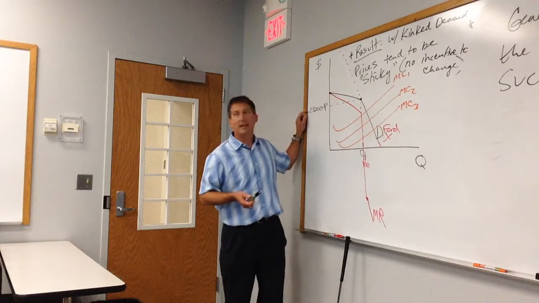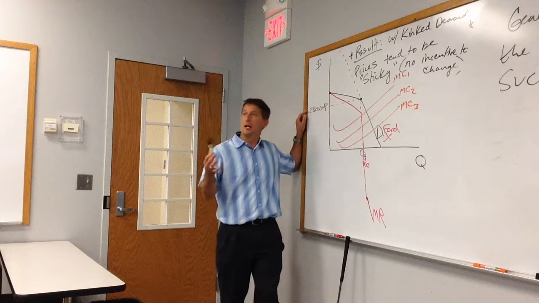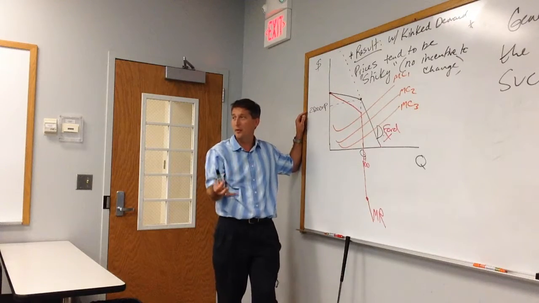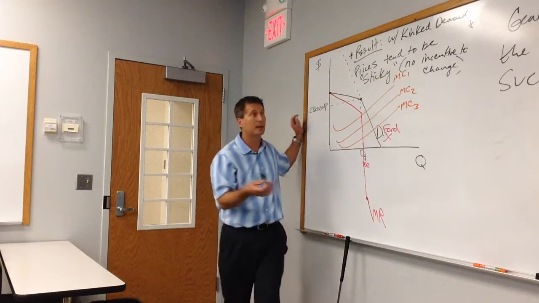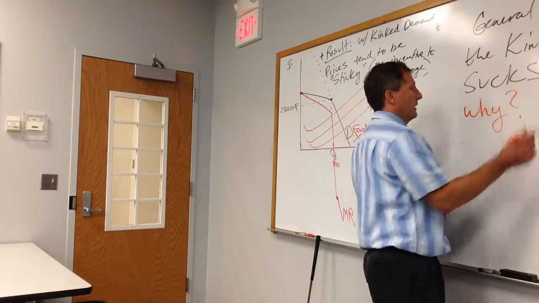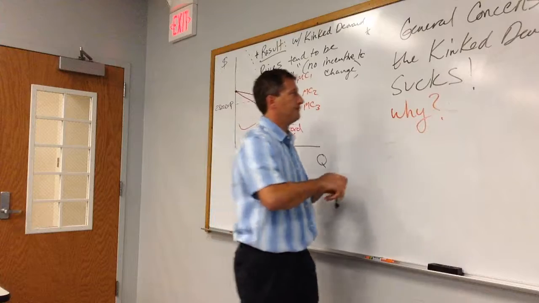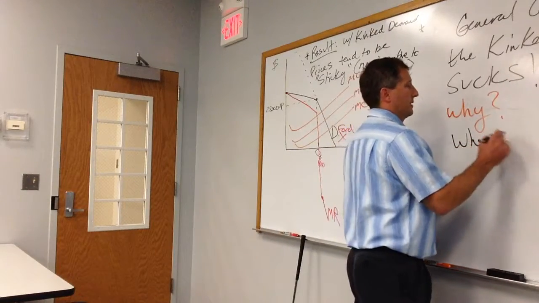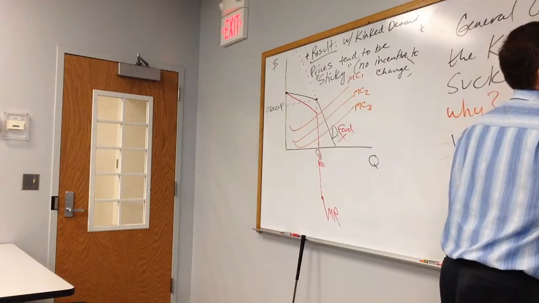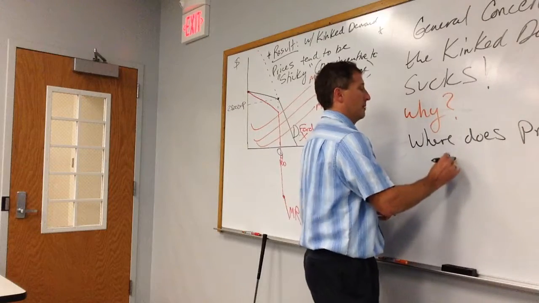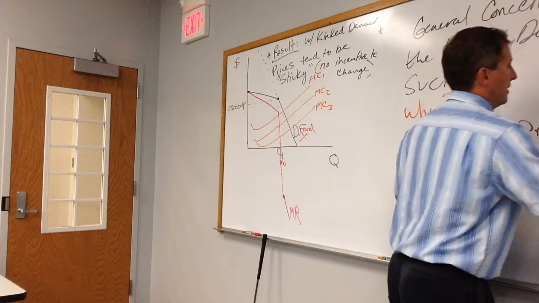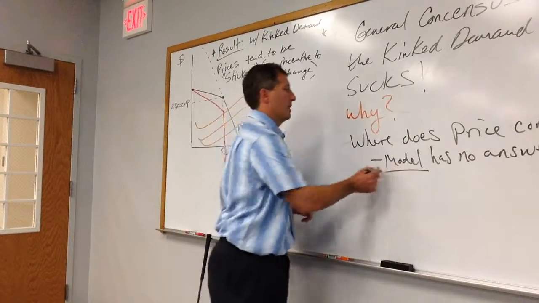How did I determine the 28,000? I just said, whatever it is, that's where these two lines cross, and that didn't really tell a story of where that price came from, right? So if we ask ourselves why it sucks, well, where does the price come from? The model has no answer for that.